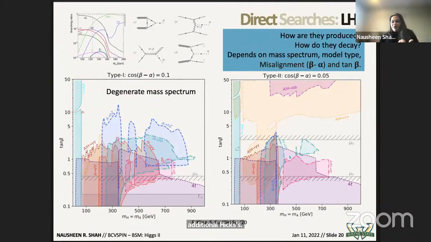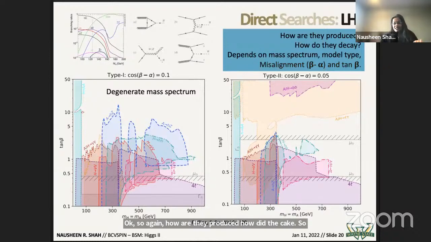So again, how are they produced? How do they decay? That's going to depend on the mass spectrum, like the masses of these additional states, what type of model, these are the different types, 1, 2, 3, 4, how much misalignment you have, this β−α, as well as tan β, right? This is the stuff that I showed you before.